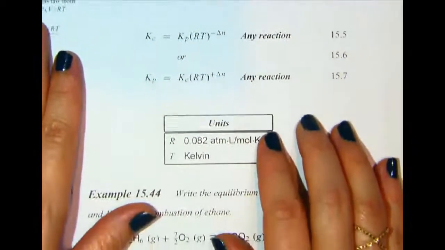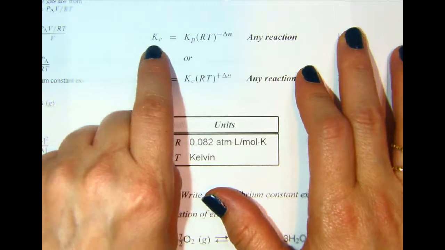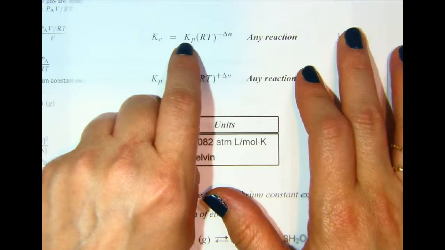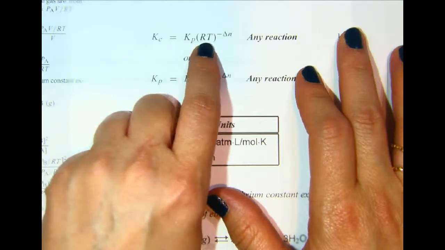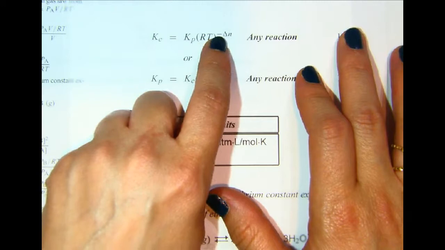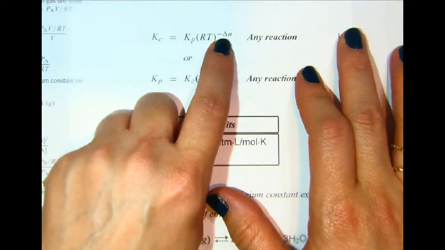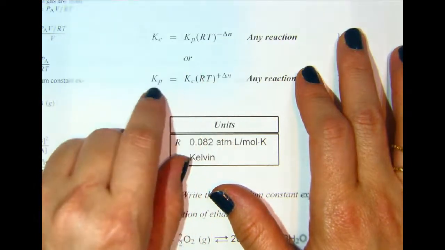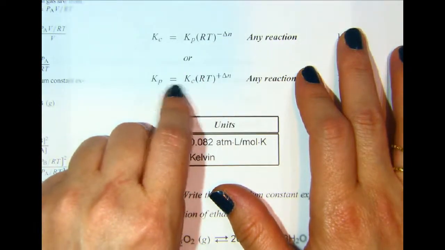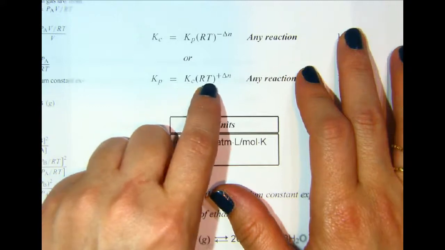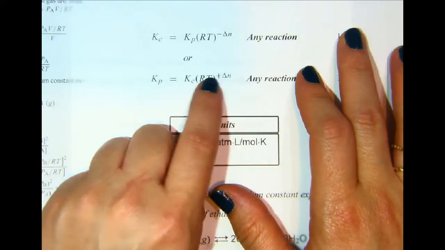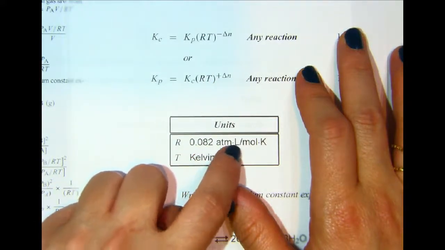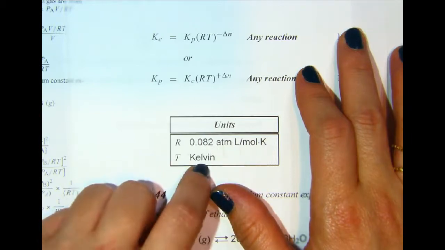So here's the equation. You have Kc, the equilibrium constant for concentration, is equal to Kp, K for pressures, times RT raised to the negative delta N. And above we described how you would find the delta N. Remember, it's for gases only. Or you could find Kp by taking Kc times RT raised to the positive delta N. R is going to be the gas constant, 0.0821 atmospheres liter per mole Kelvin, and the temperature must be in Kelvin here.